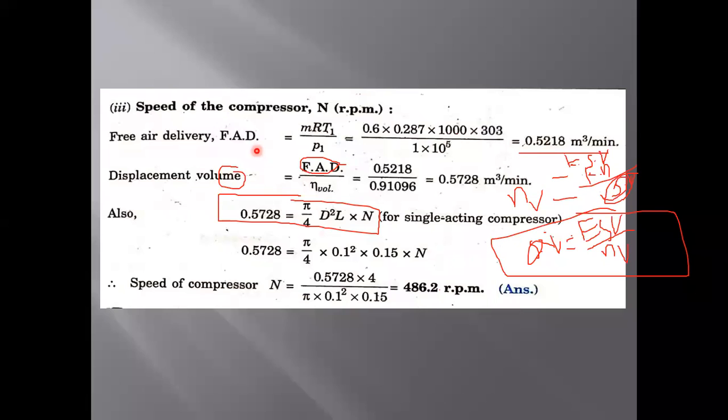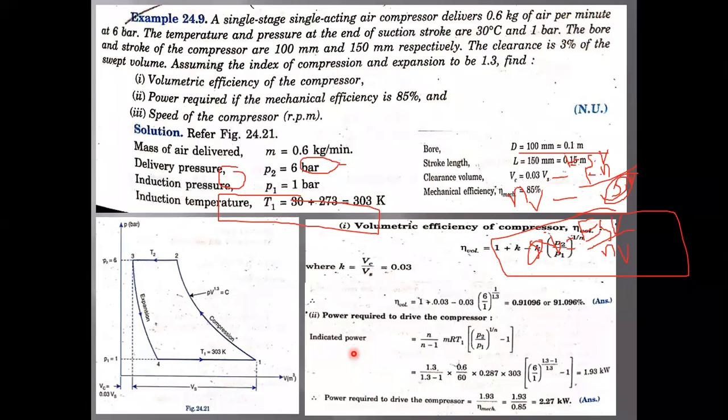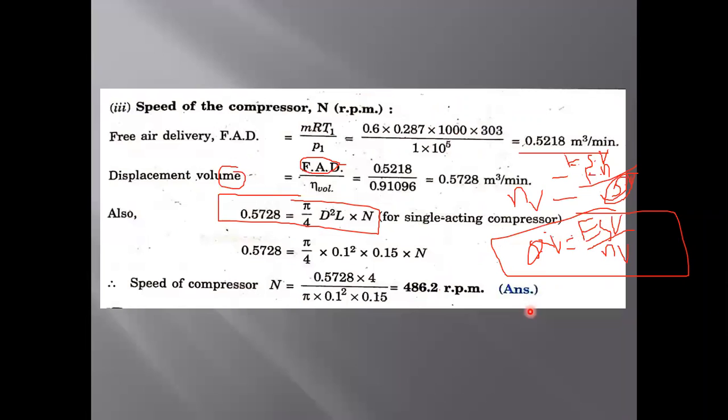Sorry, we have found out the volumetric efficiency here, which is 0.91096. From the first thing he asked, volumetric efficiency, we had found it previously, and now we have found out the free air delivered also.